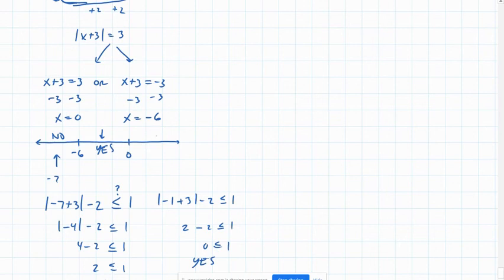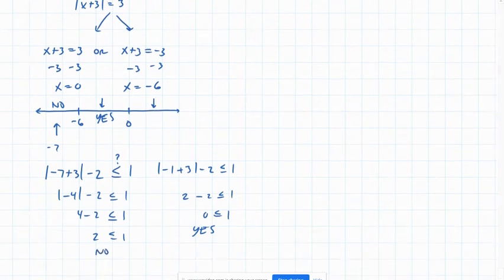Okay, and now we can try a number in the last region. That would be a number like 2, for example. Is the absolute value of 2 plus 3, minus 2, less than or equal to 1? We get 5 minus 2, is that less than or equal to 1? 3 is not less than or equal to 1, that's no. So this is a no region.